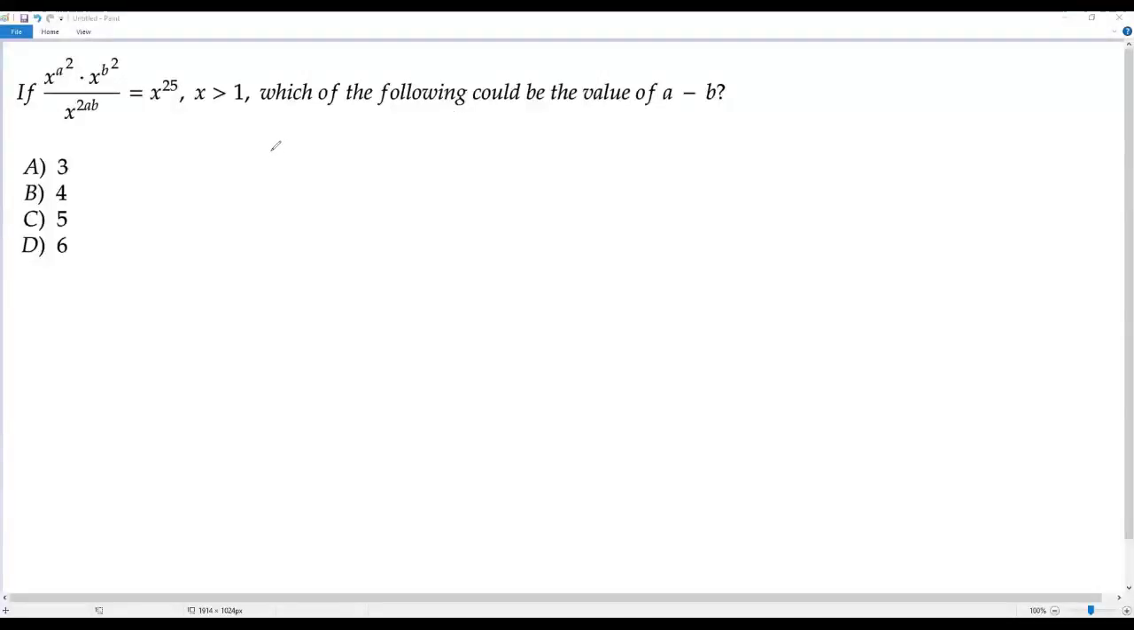Here we have a SAT math question. Okay, let's go to the information. If x to the power of a square times x to the power of b square divided by x to the power of 2ab equals x to the power of 25, x greater than 1, which of the following could be the value of a minus b?